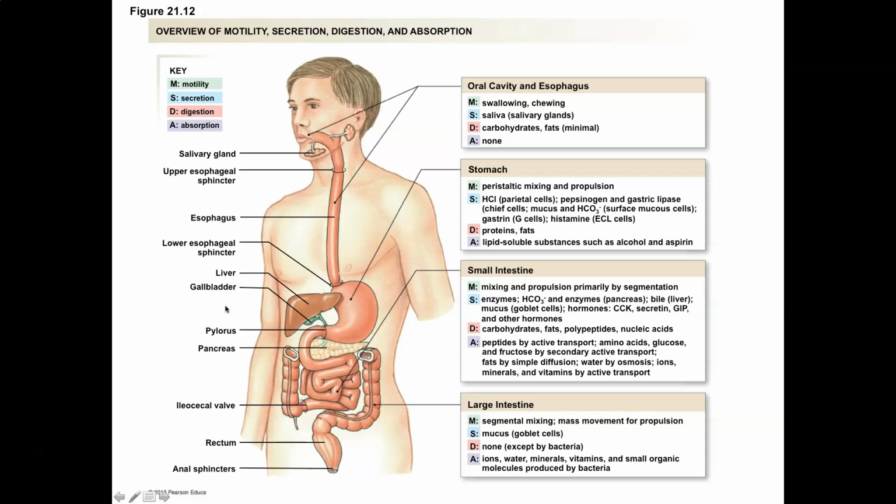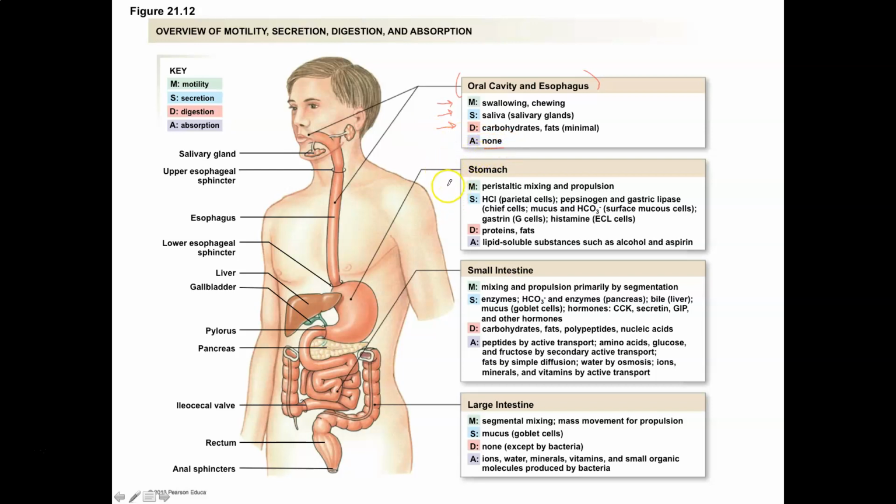This first diagram gives you a summary of the various activities that are taking place within the various regions of the digestive system. So for example, in the oral cavity and in the esophagus, it breaks down the motility, the secretion, the digestion, and then of course if there was any absorption. There's no absorption taking place in the oral cavity and esophagus, so that's why it's listed as none.